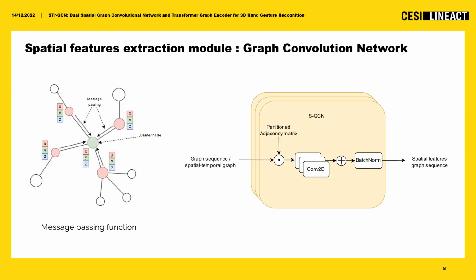For spatial feature extraction, we use a Spatial Graph Convolution Network. This is done by aggregating the information of each node in the graph with the information of its direct neighborhood to form a new feature vector. The output will be a graph sequence containing the extracted spatial features of each node.